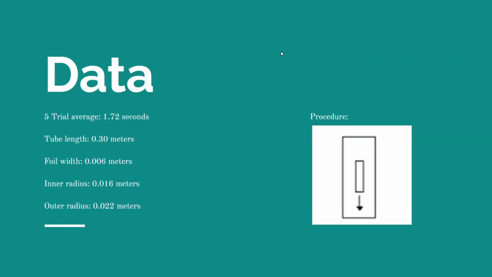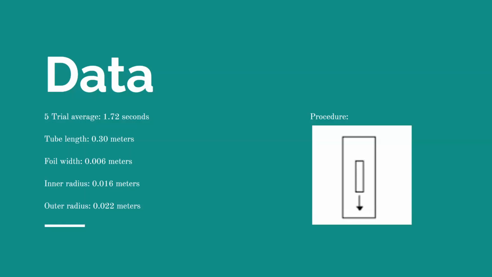So the procedure is going to be this little image right here, and the procedure is very simple. We simply grab a bar magnet and drop it down the tube, this tube being made of aluminum, and record the time each time. And the 5 trial average was 1.72 seconds.